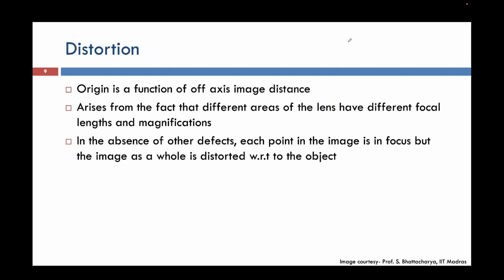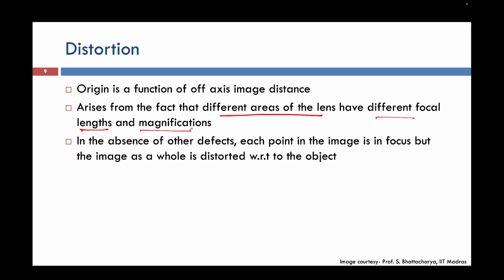Okay, then comes distortion. Distortion means every point in an image, depending on its distance from the axis, deviates from its original shape. How and why does this arise? Because different areas of the lens have different focal length and magnification.